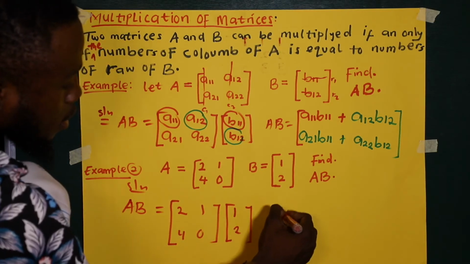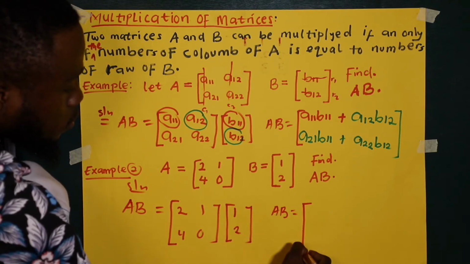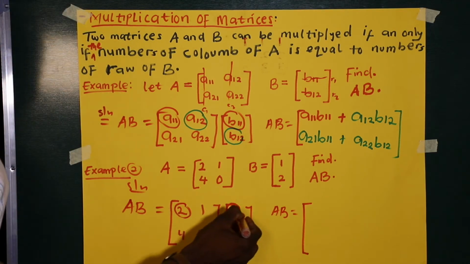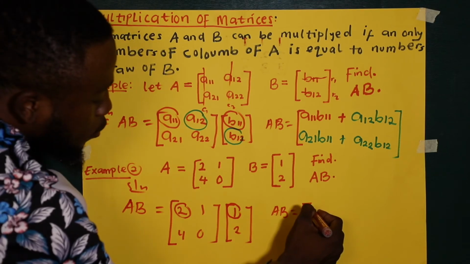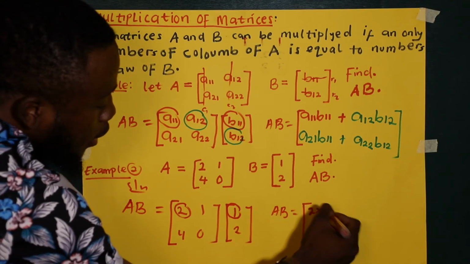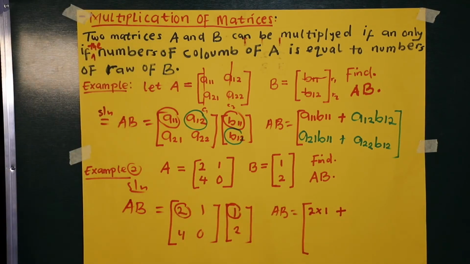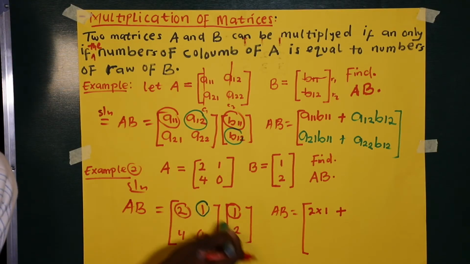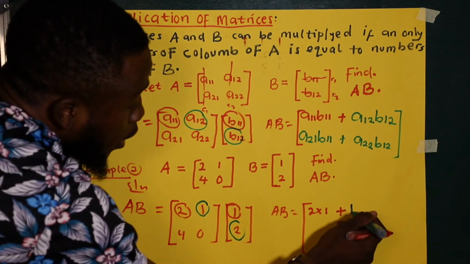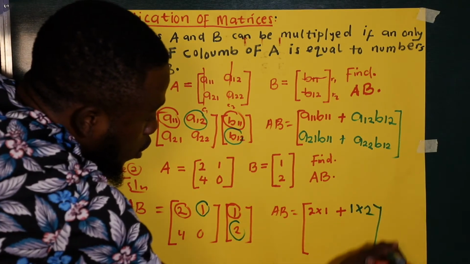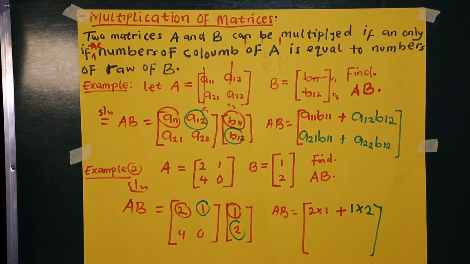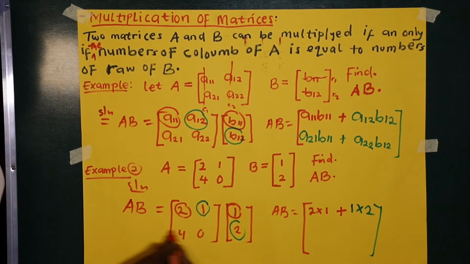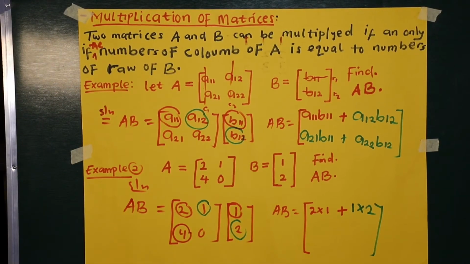Then AB will be equal to 2 times 1. We have 2 times 1. Then you write your plus. Then 1 times 2. Then you close the matrix. You finish this row and this column. Then you come back to this row and this column.